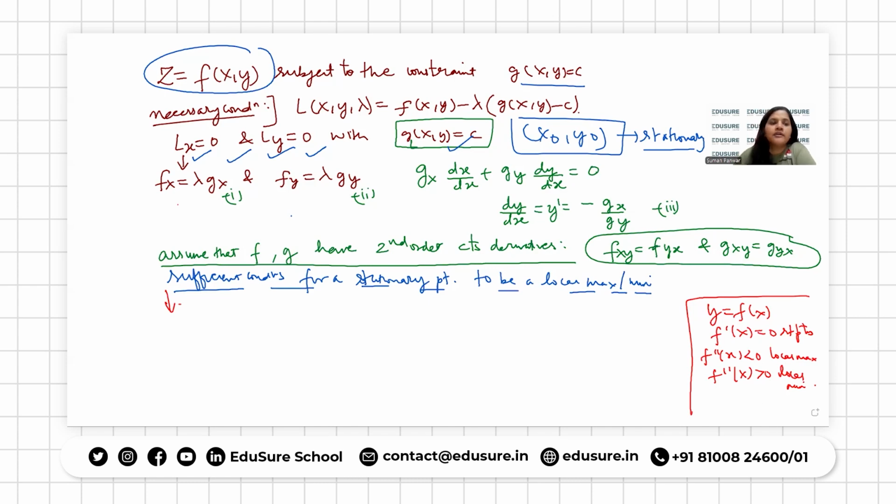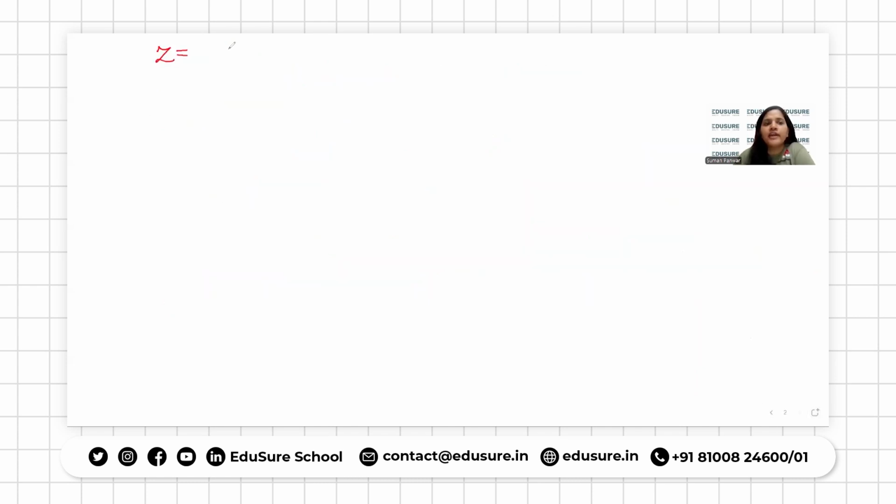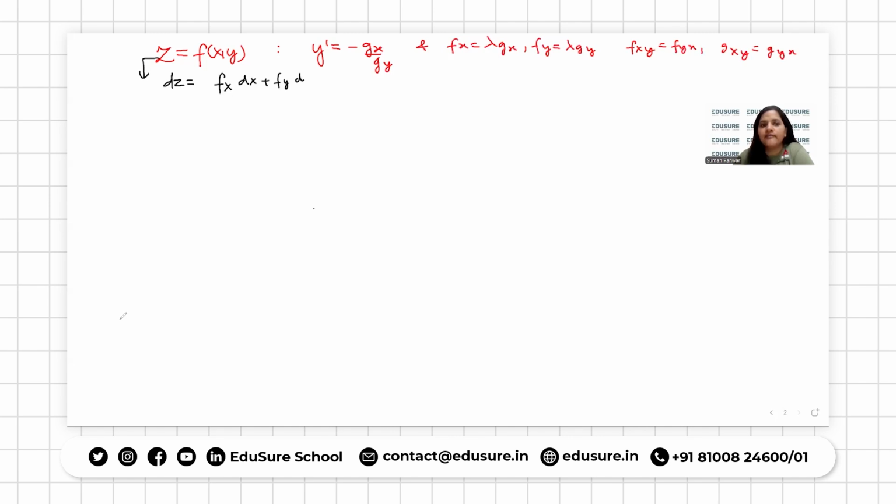Now, we have a function z equals f of x, y. And we know that y dash equals minus gx by gy, fx equals lambda times gx, fy equals lambda times gy, fxy equals fyx, gxy equals gyx. So let us try to proceed. So now we have z, and we will have dz, the total differential, equal to fx dx plus fy dy. So this implies that dz upon dx is equal to fx plus fy dy by dx.